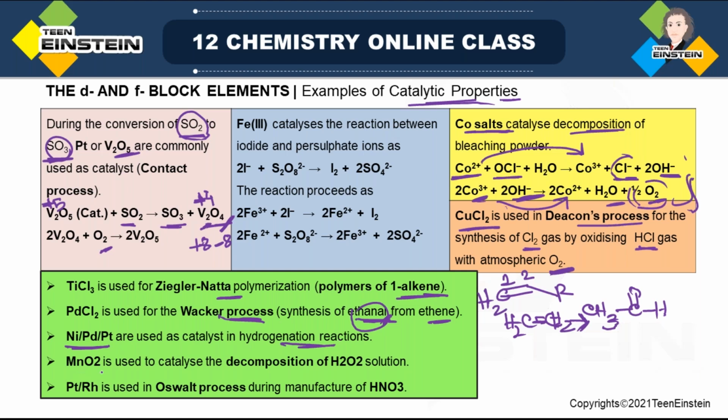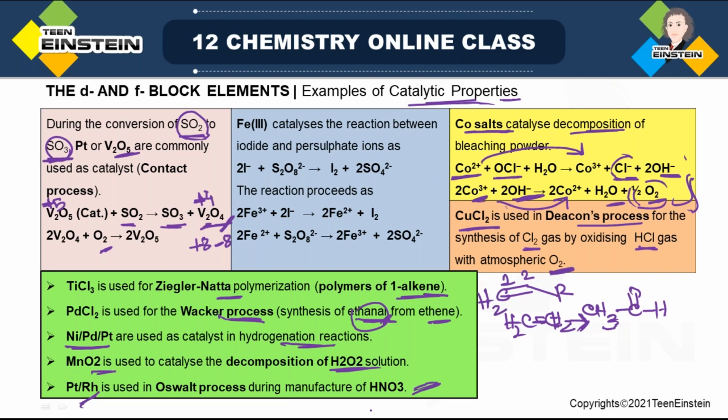Next example, MnO2. It is used as catalyst for the decomposition of hydrogen peroxide. Platinum or rhodium, they are used in Ostwald process, which is basically the manufacturing process of nitric acid. Okay, so these are the examples.